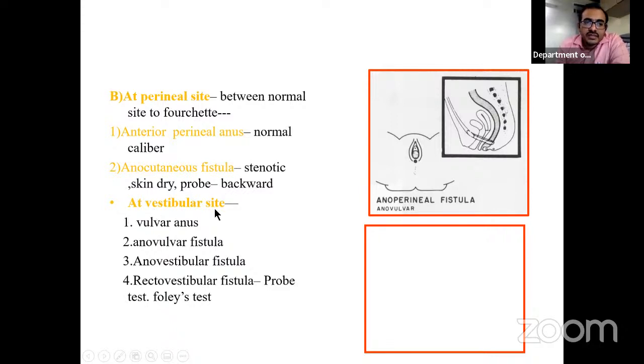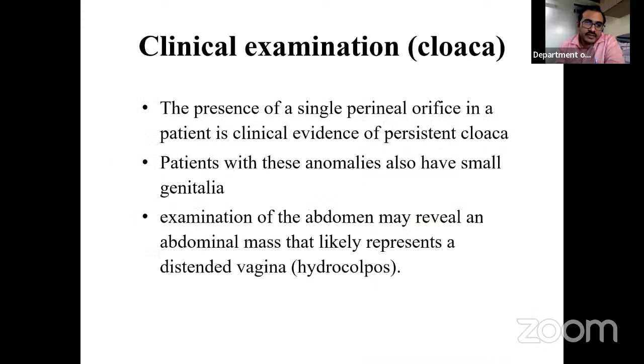Then when the third opening is at the vestibule, it could be vulvar anus, anovulvar fistula, anovestibular fistula, or rectovestibular fistula. Though the names are different, nowadays all these are called perineal fistula or vestibular fistula, because the management is the same. Then clinical examination of cloaca.